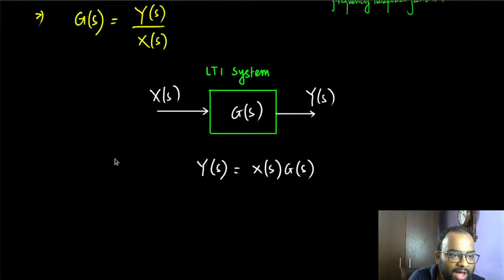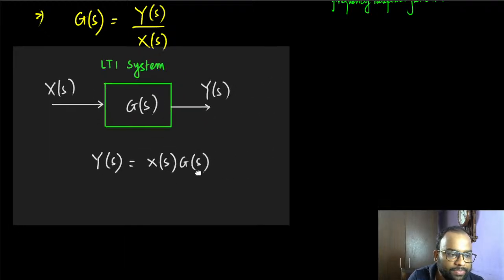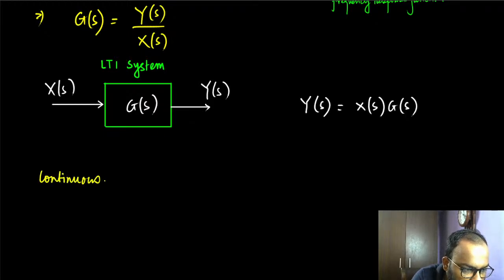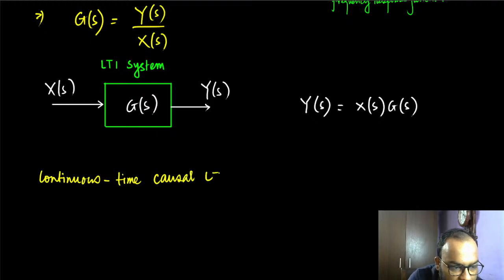Now the idea is that if I have a continuous time causal dynamic system, then its mathematical relationship between the input and the output can be expressed through an ordinary differential equation. So if we have a causal, continuous time, which means an analog system, causal, linear time invariant dynamic system.